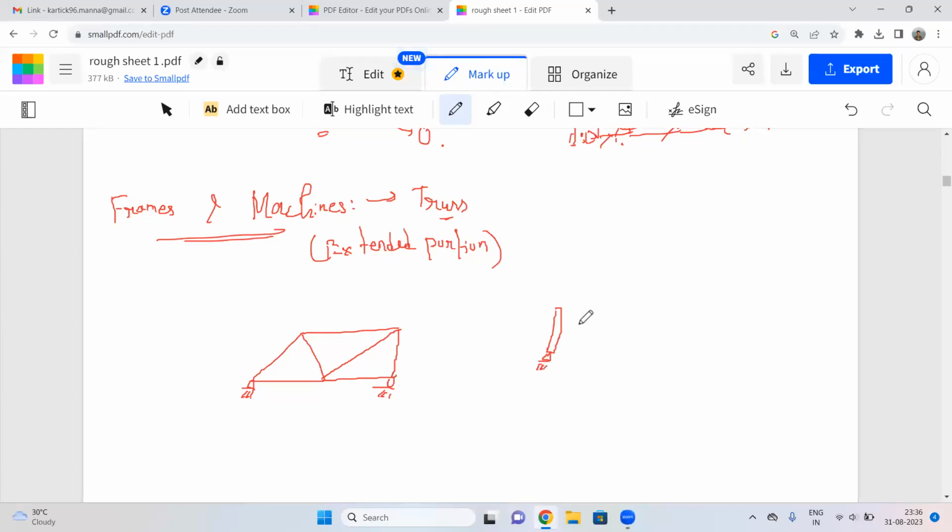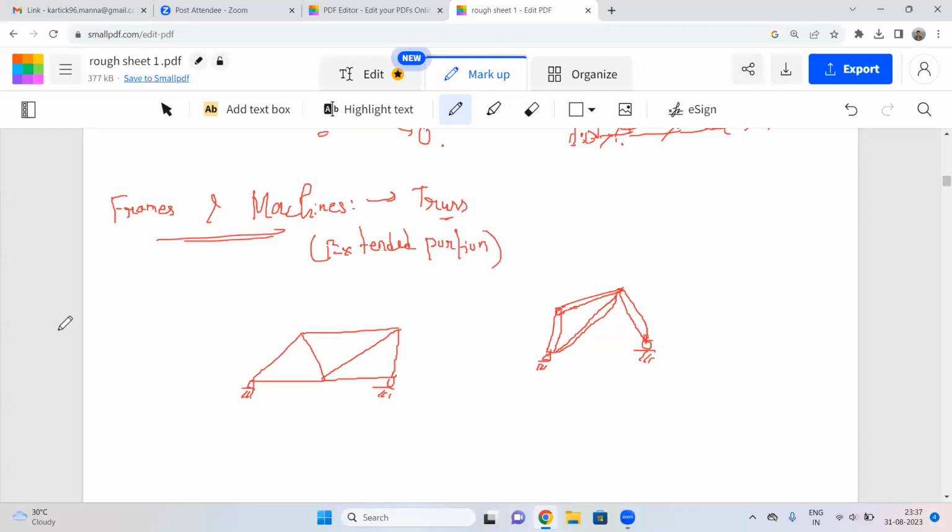Now, assuming a machine or a frame part, suppose it is given that this end is fixed. From here you have one more arm. Then from here you have one arm in this way. Then suppose one arm this way, and at this point it is having a roller end. So there are some changes and difficulties in drawing, but the basic concept is the same. You need to find out the reactions first.